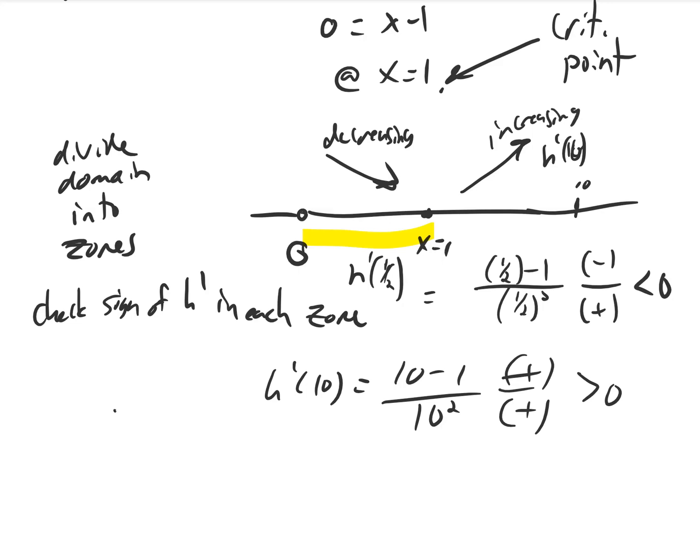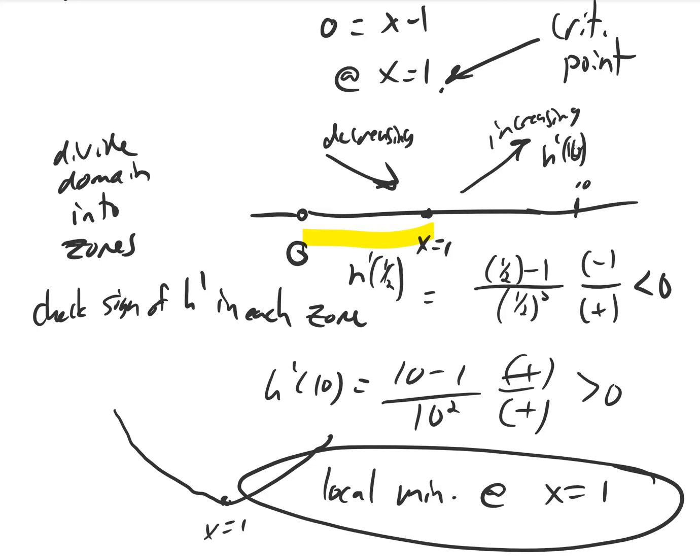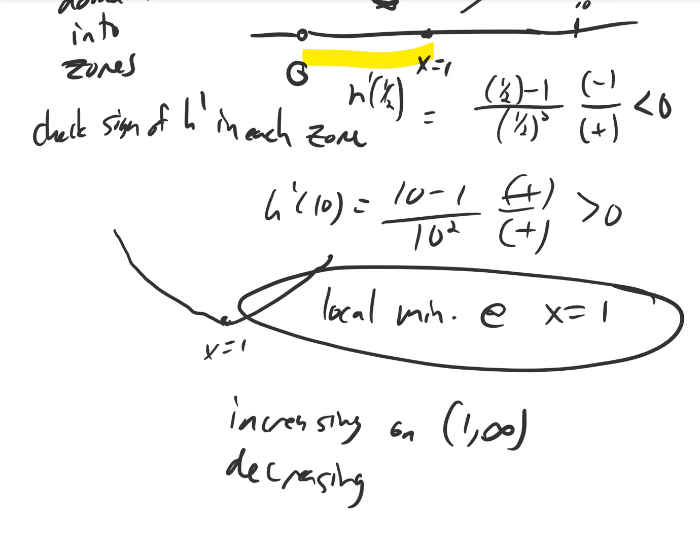All right, what does it look like when you're decreasing for a while, then you reach x equals 1, and then you're increasing after that? That looks like a local min. And let's be sure to answer the other part of the question. Increasing on 1 to infinity, decreasing, not on negative infinity up to 1, just from 0 to 1, because that's where the function is defined.